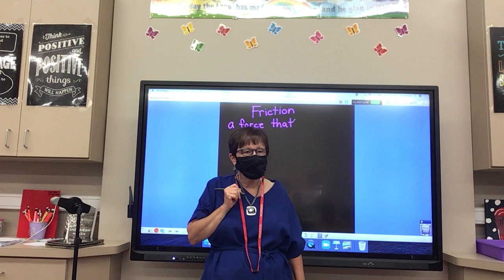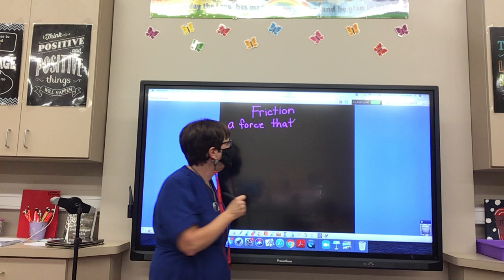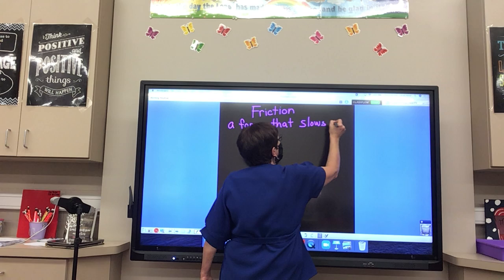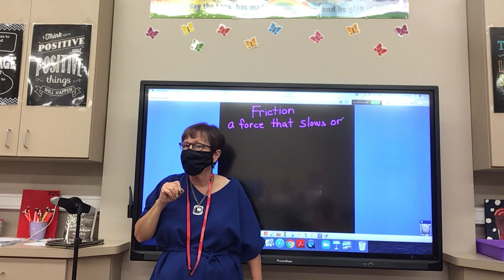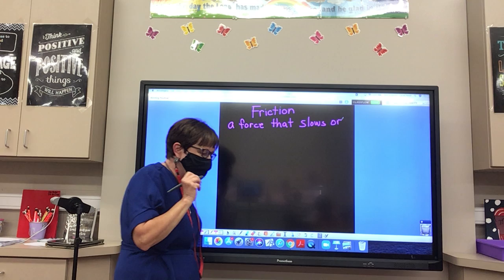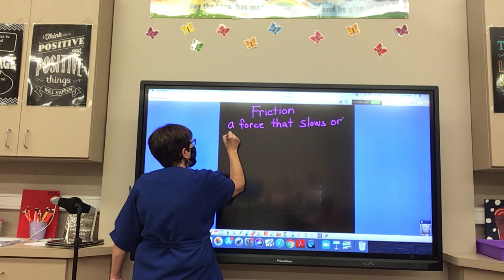So that slows. That's our first word. That's one of the effects it has. It can slow you, or it can do something else totally. It slows or... Bianca? Stop. Yes, it slows or stops an object. It slows or stops motion. I'm going to try to get this so it looks like that one. Slows or stops motion.